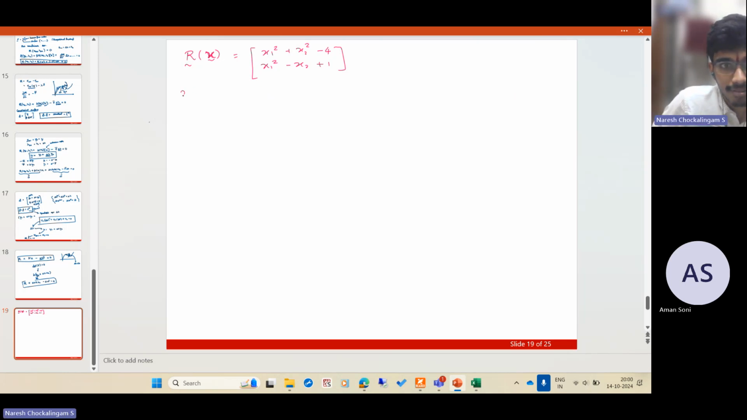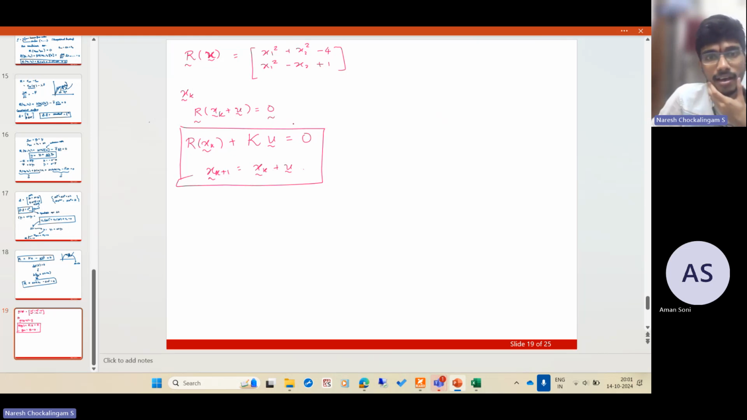So we want to start with an initial guess xk, and we want R of xk plus u to be equal to 0. This is a basic Newton-Raphson, not the line search. Line search is not required for such simple problems. That is when you have a large number of degrees of freedom, line search may be required. So we say K of xk times u is equal to minus R, and xk plus 1 is equal to xk plus u, where u obeys the above equation. This defines the Newton-Raphson scheme.